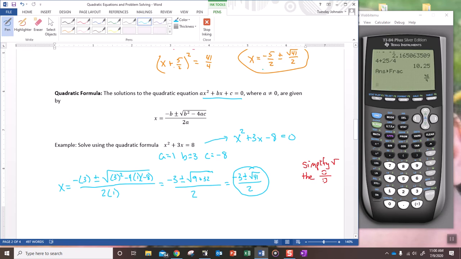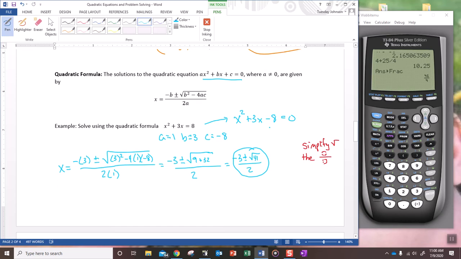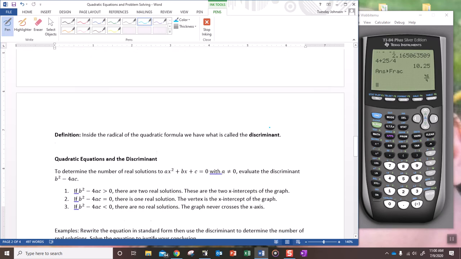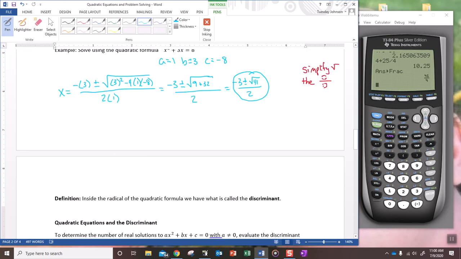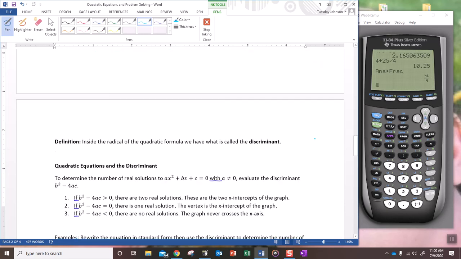And you can see in our last two examples, two different ways to write solutions, whether they're separate fractions or if you write them together, it's going to be all right. We could, if this fraction simplified, I would then look at it piecewise and simplify each independent fraction on its own. All right. Now this 41 that's inside the square root, that has a special name.